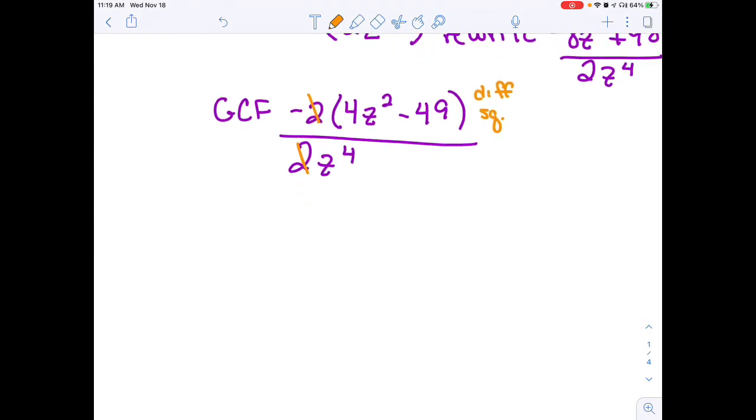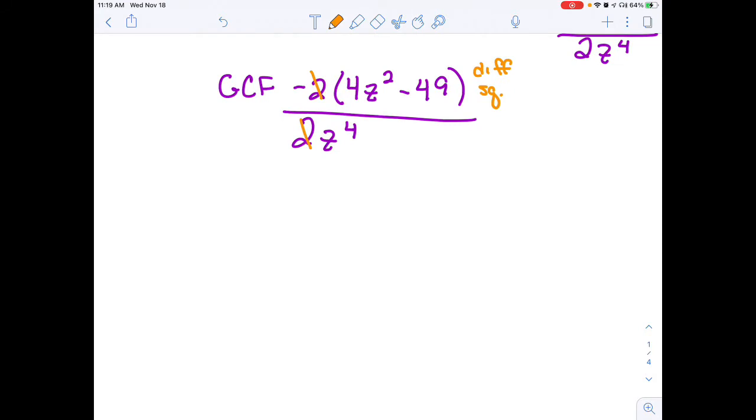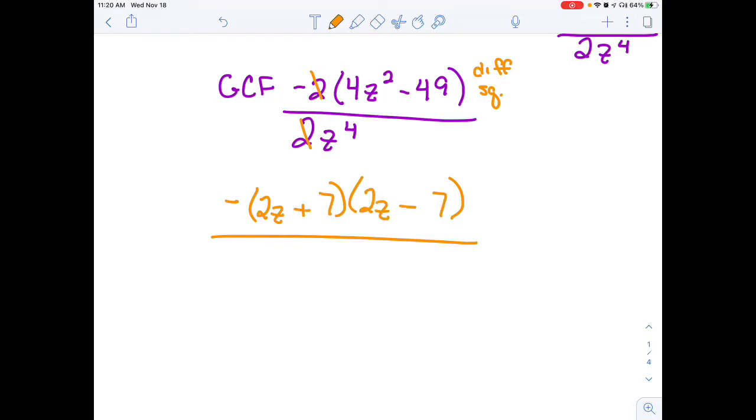Now, why would that be important? Because the difference of perfect squares factors to their square roots. So the square root of 4z squared is 2z. So we put that there and there. This came from chapter 4. And the square root of 49 is 7 and 7. One's a plus, one's a minus. And the denominator is z to the fourth.